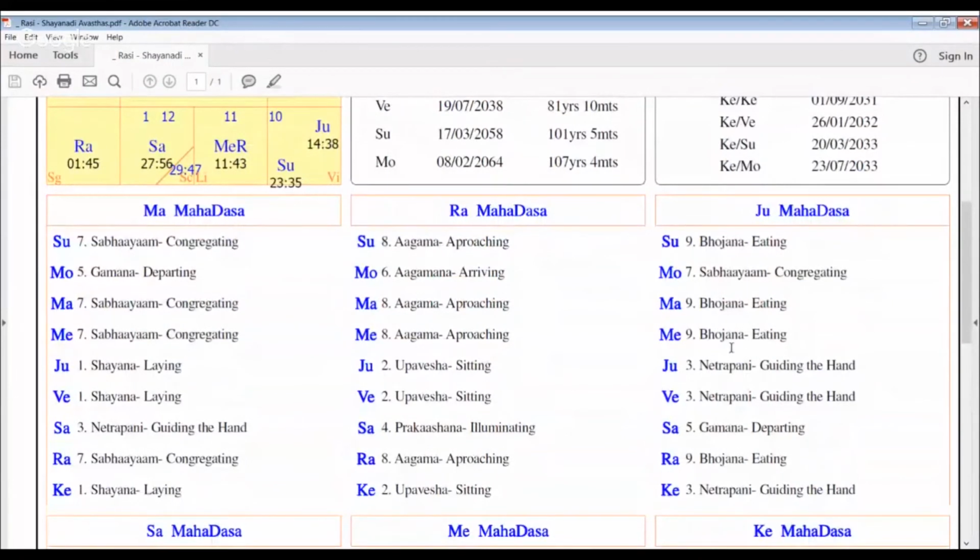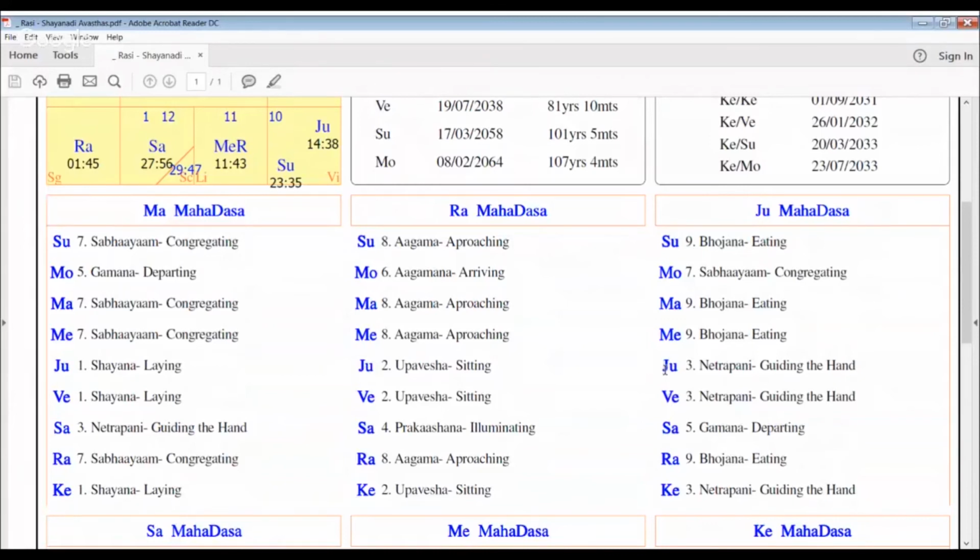tend to work. So during their Jupiter dasha, how are they going to obtain that success overall on their life path? Well, by Netrapani, as you can see, connected with Jupiter here. Netrapani, guiding the hand. So the individual will become more interactive with creating success in their life, right? If the planet is Vichesta, they'll only be applying their skills just a little bit, and that can affect the level of success that the individual has, right?